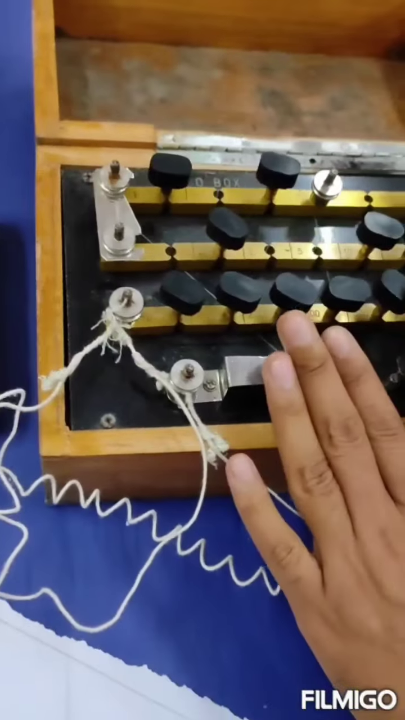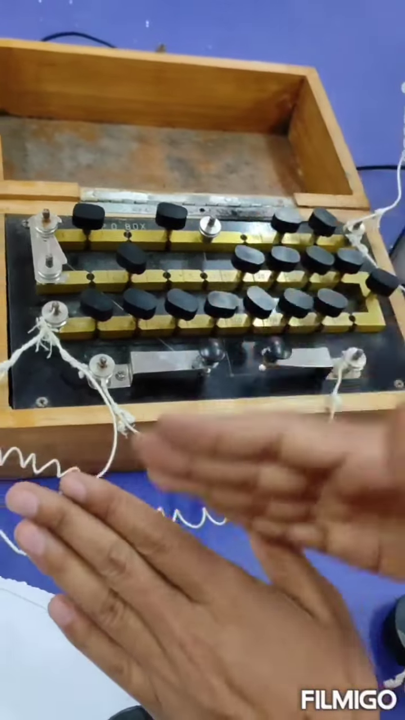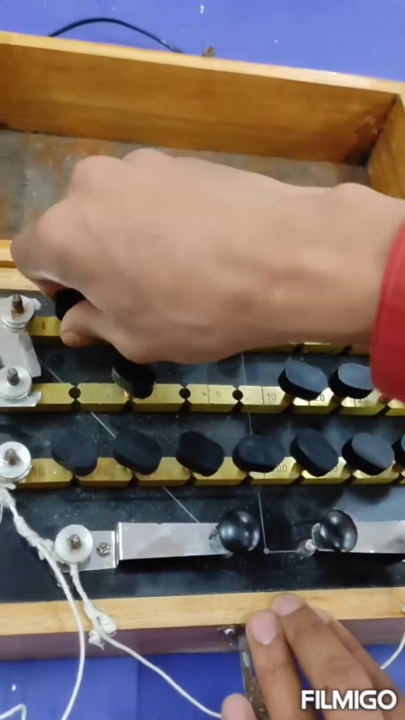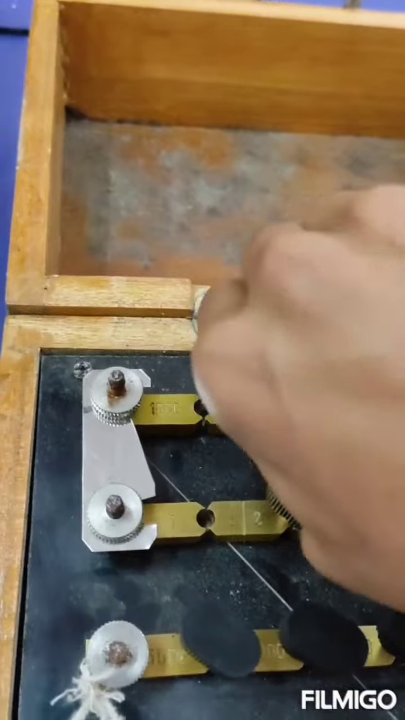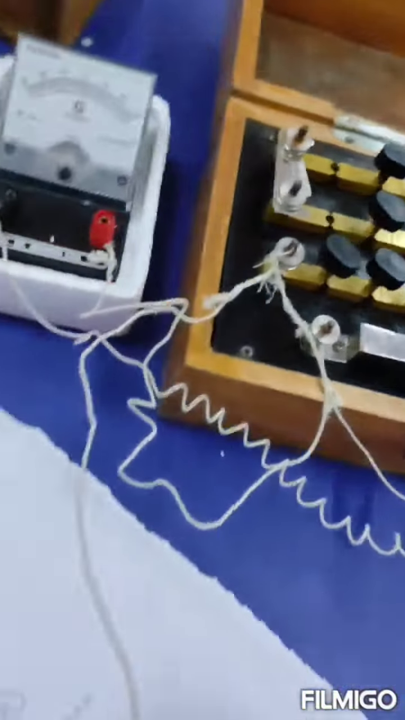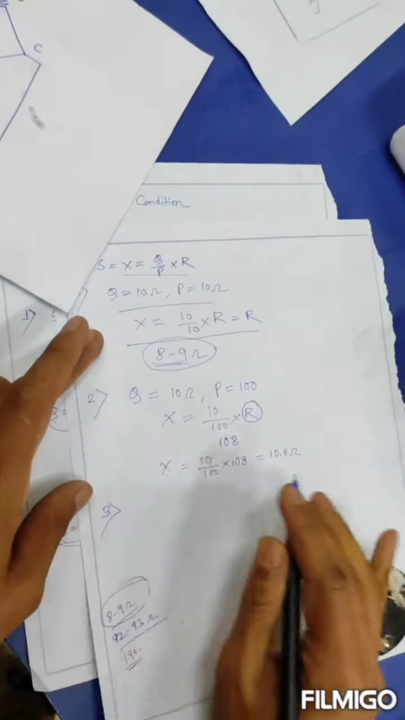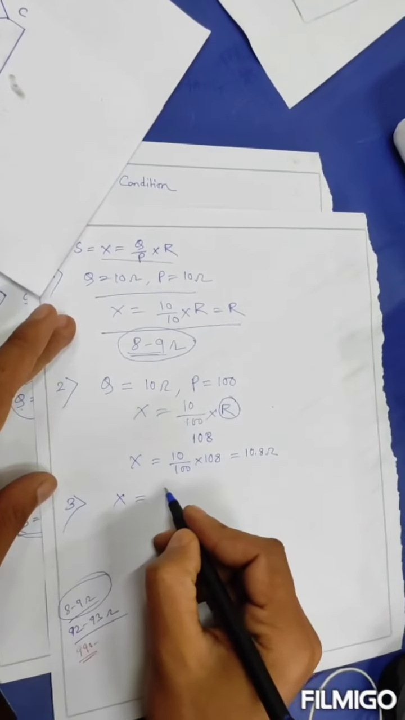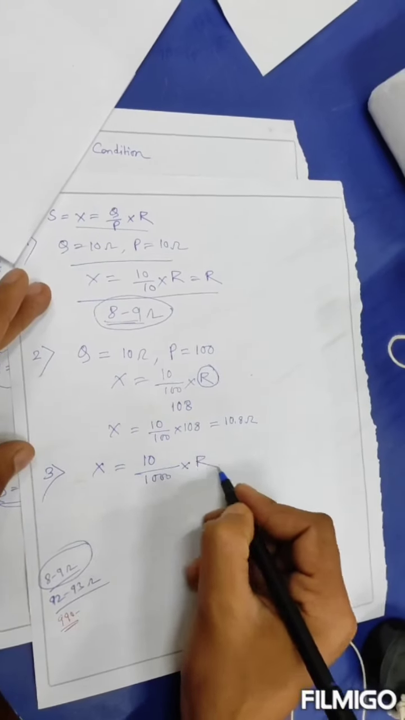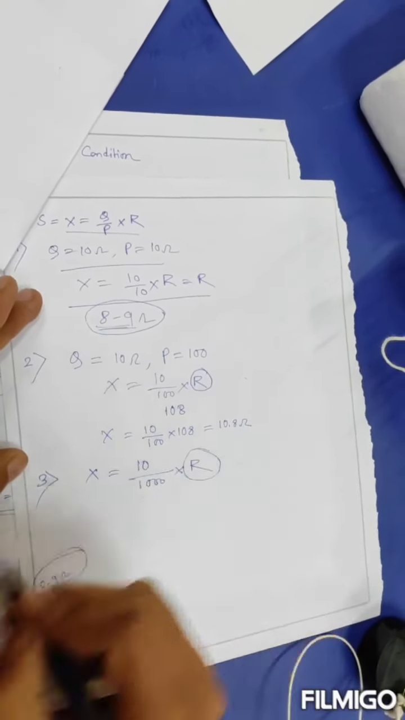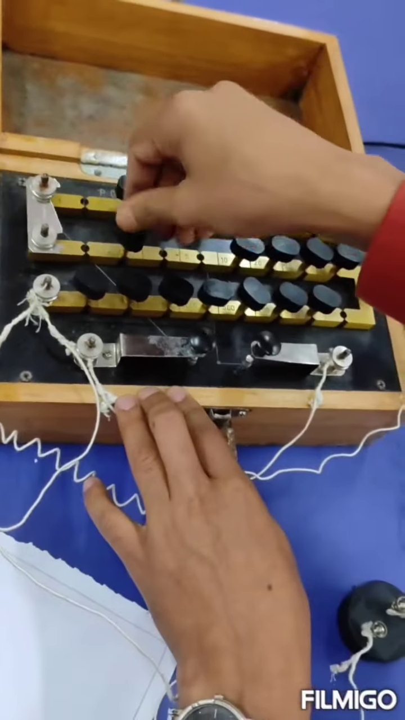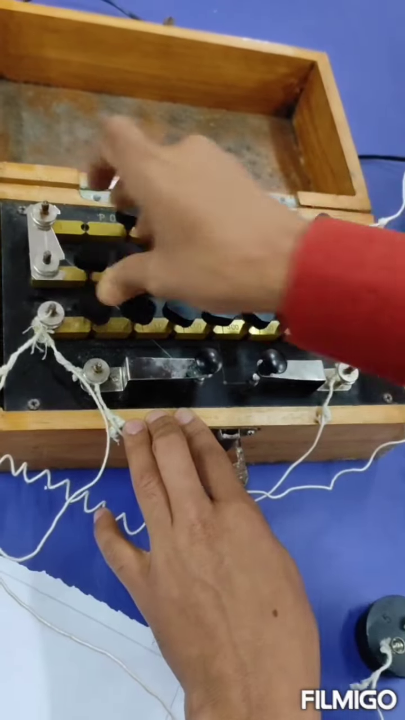So we will determine the null condition using the same principle. We will choose the Q value as 10 and the P value as 1000. Okay, your Q is 10 and P is 1000. So in the third case, your X will be 10 by 1000 into your R. So we have to choose the value of R. Next we will do the same thing. So first, start from the beginning.